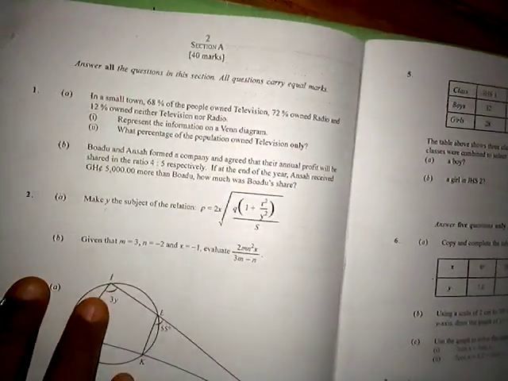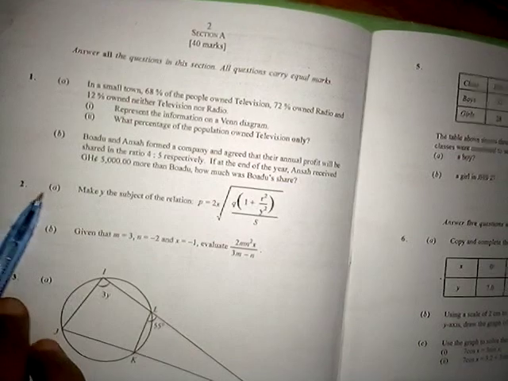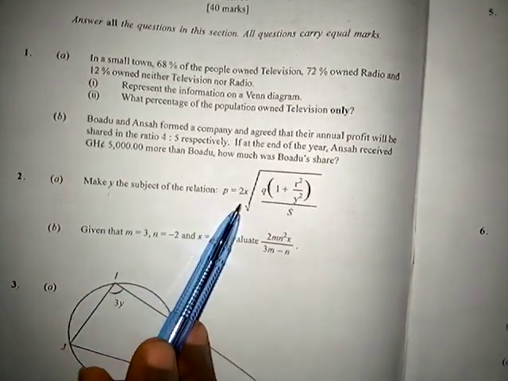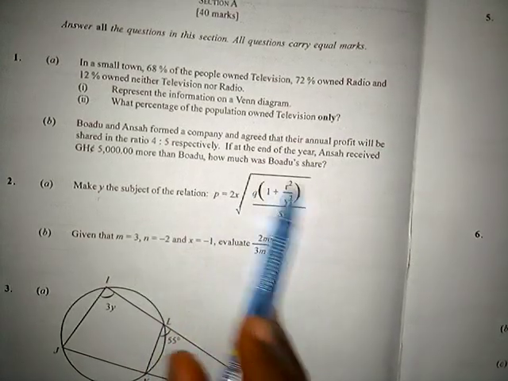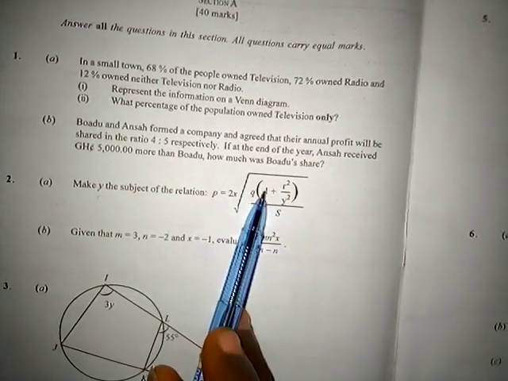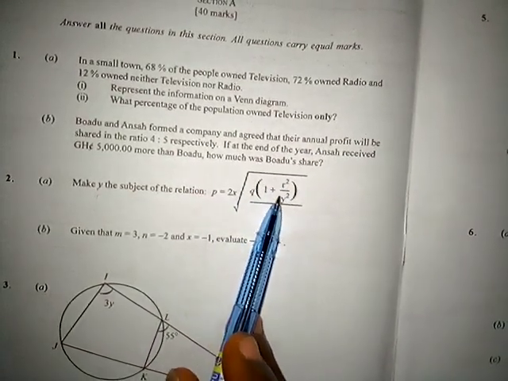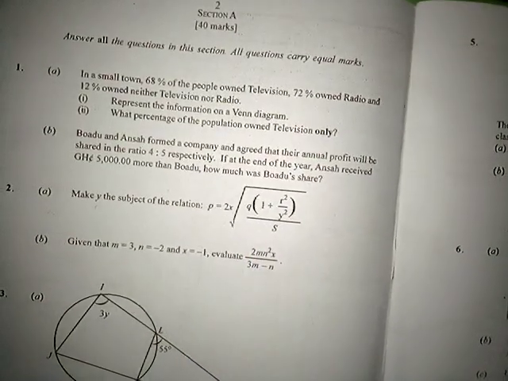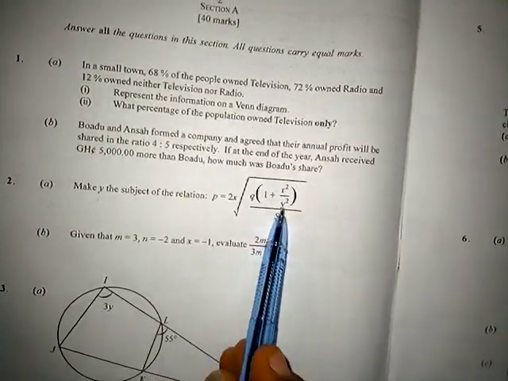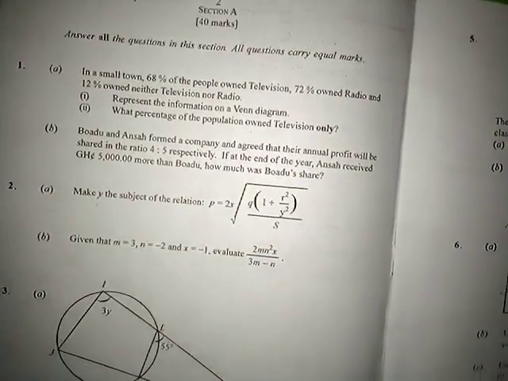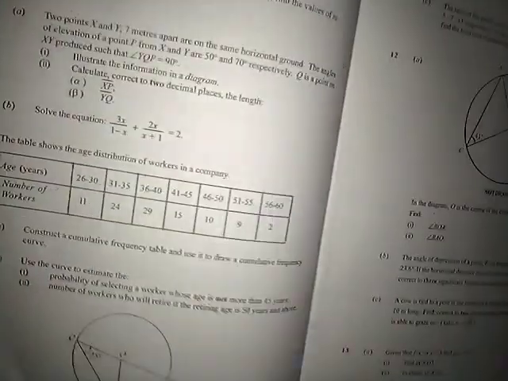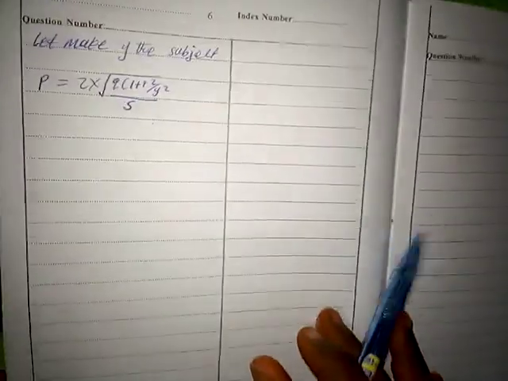Question 2a: make y the subject of the relation. P is equal to 2x times the root of Q into 1 plus r square upon y square, all divided by S. We should make y the subject, which is here. Not y square, but y. Now let's proceed in solving.